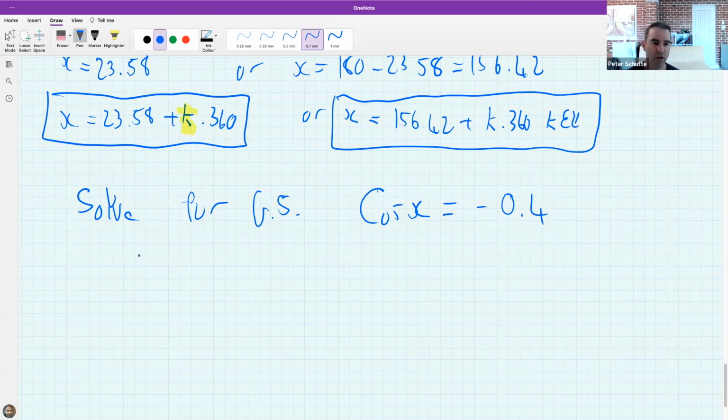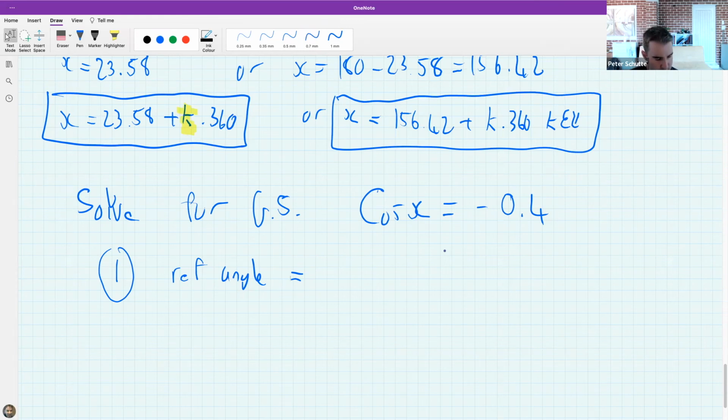So first step, I want you to find me the reference angle. When you find the reference angle, you ignore any negatives, and there is a negative here. So find me my reference angle for this question. Shift cos 0.4. What do we get? Okay, so we get 66.42. Now, this is not the correct answer. It's just the reference angle.